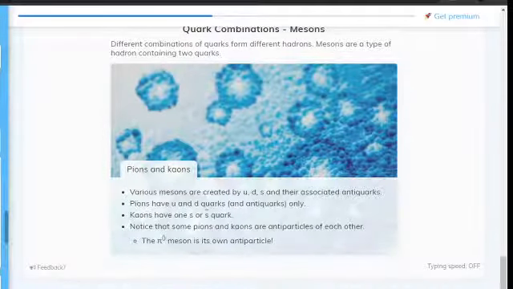So quark combinations, mesons. Different combinations of quarks form different hadrons. Mesons are a type of hadron containing 2 quarks, pions and kaons. Various mesons are created by up, down, and strange, and their associated antiquarks. Pions have up and down quarks and antiquarks only. Kaons have 1 strange quark or anti-strange quark. Simple.